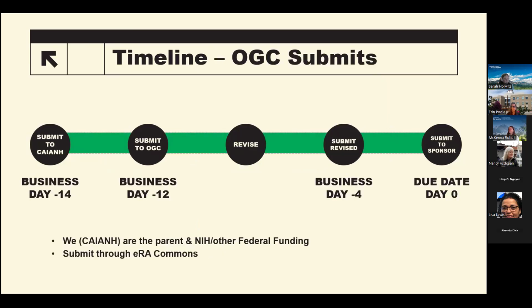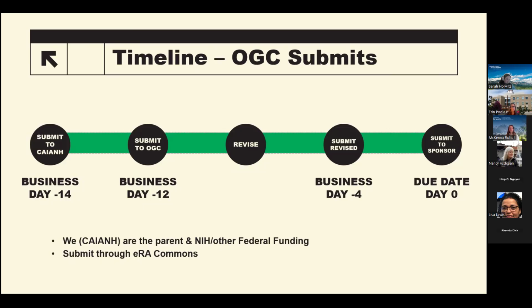Next slide, please. So Sarah already shared details about the routing, so we're just going to look at the timing here. The first circumstance would be that OGC submits the proposal. And this is when Cayenne is the parent awardee or we're submitting for NIH or other federal funding. Minimally, you need to submit your proposal documents through that Smartsheet proposal form that we already talked about 14 business days prior to the submission deadline.